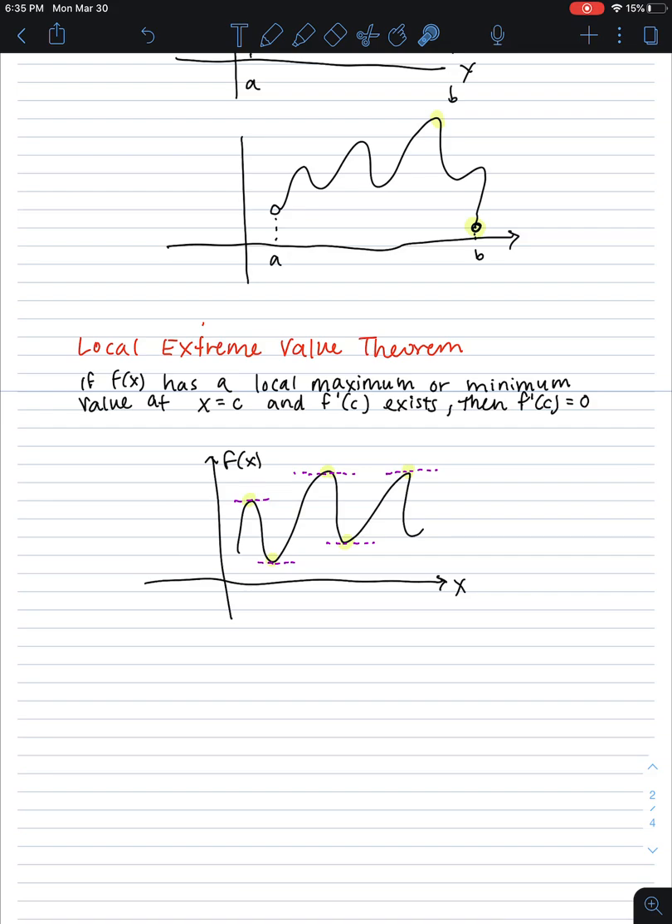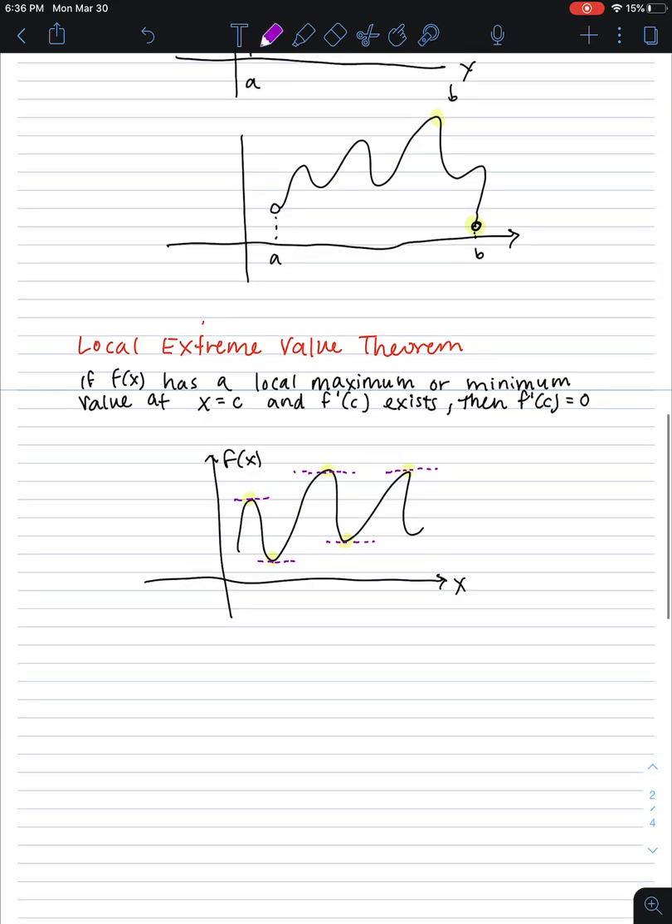However, it doesn't mean that anytime the derivative hits 0, it's a local maximum or a local minimum. It doesn't have to be. An example of that is if a function were just a flat line. Technically, that would be both a maximum and a minimum, which is a confusing concept that we won't really get into. So anyway, that's what this theorem is saying.